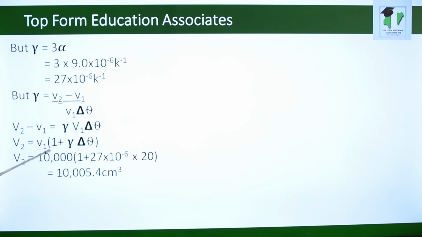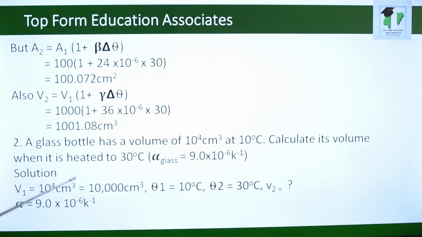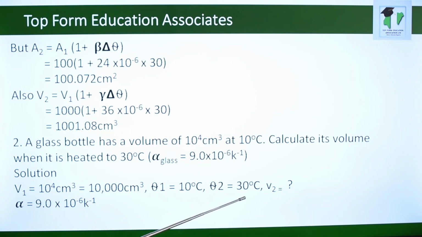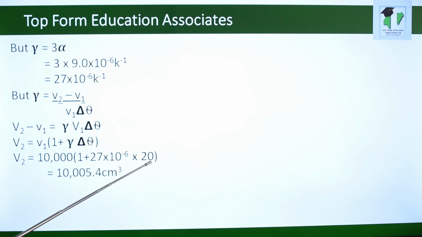Substituting the value of V1 into this and gamma, we'll have V2 is equal to 10,000. Your V1 is what? Your V1 is 10,000, meaning 10 to the power 4 is 10,000. Yes. So we'll have 10,000 into 1 plus gamma, which is 27 times 10 to the power minus 6, which is what we have here. Change in theta is what? 20 degrees Celsius, because 30 minus 10 gives you what? 20. Is that okay? So we'll have it 20 here.